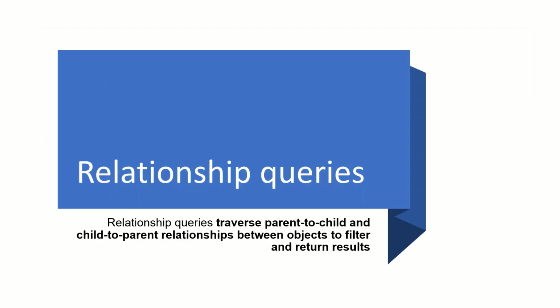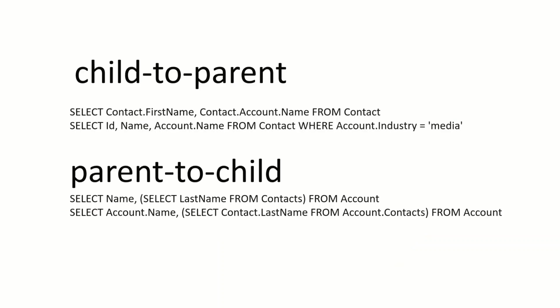Next, moving ahead, we have relationship queries. So what is a relationship query? As its name suggests, the objects will be related, might be parent to child or child to parent. Relationship queries traverse parent-to-child and child-to-parent relationships between objects to filter and return results. For example, child to parent.